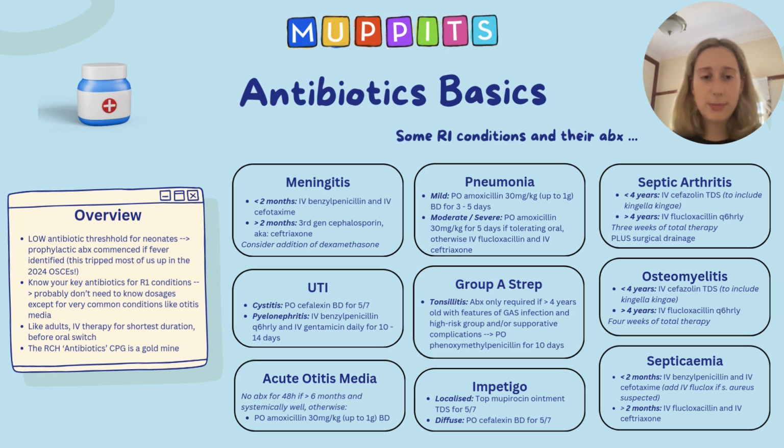For group A strep infections, there's also criteria here about when to give antibiotics. But if the child is greater than 4 years old and they have features of group A strep infection, and they're in the high risk group for rheumatic fever, so they might be an Indigenous Australian, they might be Maori or Pacific Islander, they might have a personal or family history of rheumatic fever or rheumatic heart disease, or they might be immunosuppressed, or they might have suppurative complications as well. You want to give them oral phenoxymethylpenicillin for 10 days or penicillin V.